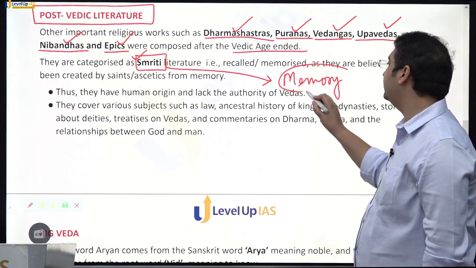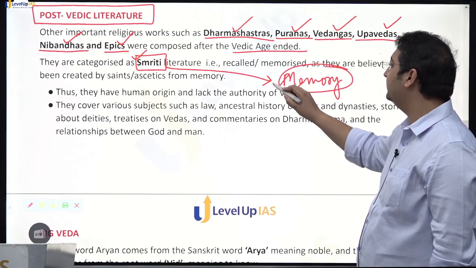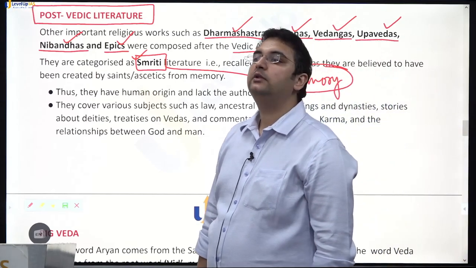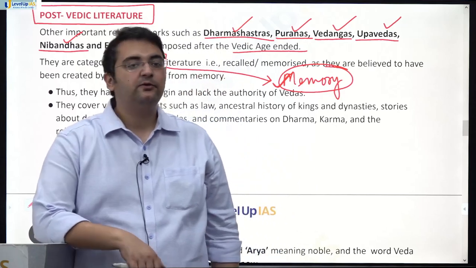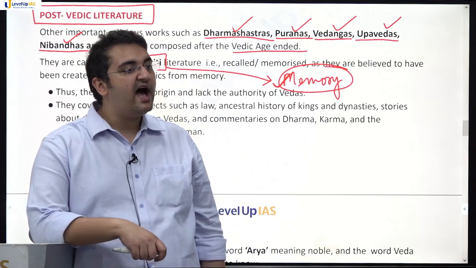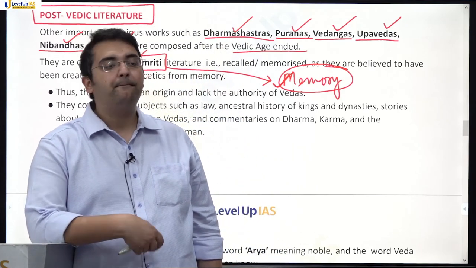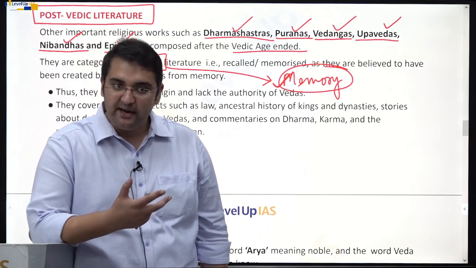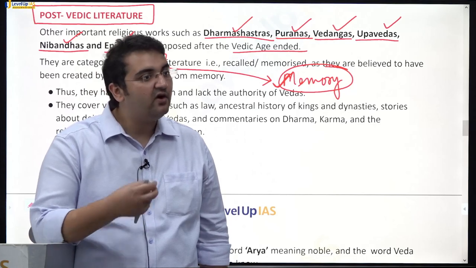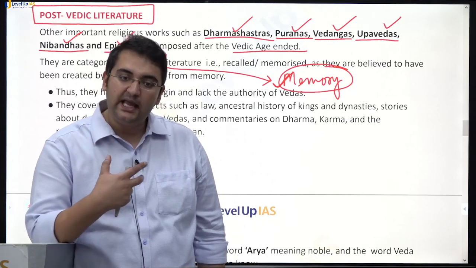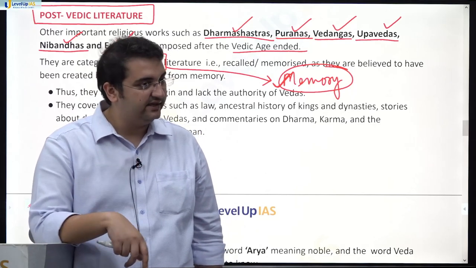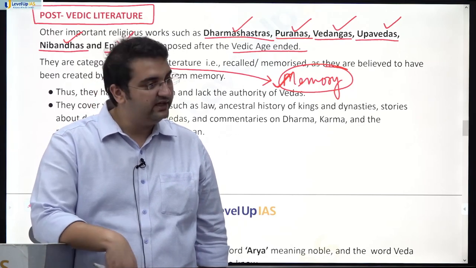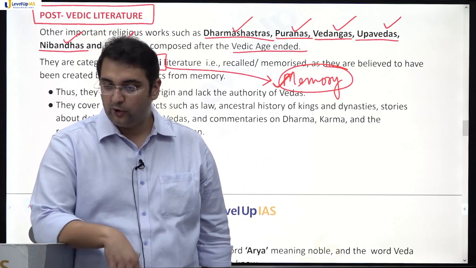Memory. ठीक है? The literal meaning of Smriti is memory. So, these are works which are supposed to have been memorized by various saints in a meditative state. जब meditate कर रहे थे, then all of this knowledge came from within their conscience. They held on to their memory and then related it to their followers who later wrote it all down.